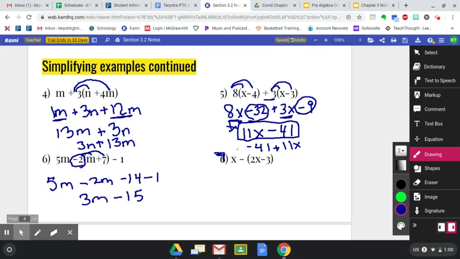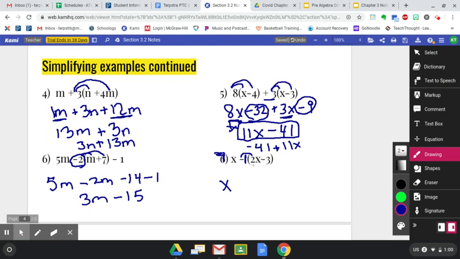Now, this one's tricky because it doesn't look like there's a number out in front, right? Remember, if there's not a number, it's really just an understood 1, right? Or we're distributing that negative to all the terms inside the parenthesis. So first off, the x just stays. Now I'm going to distribute the negative, right? And negatives are like opposite of, right?